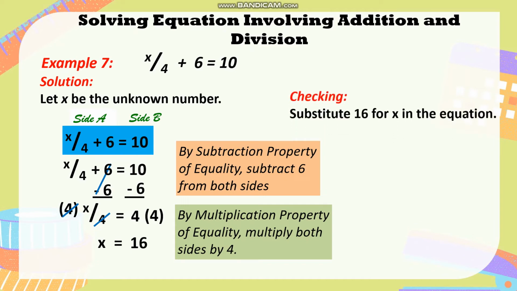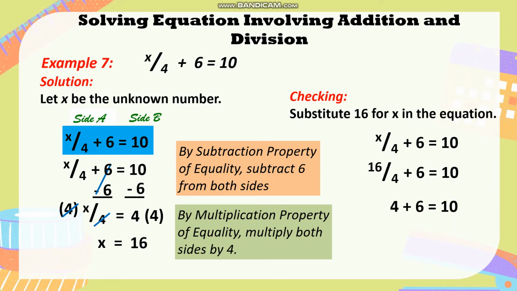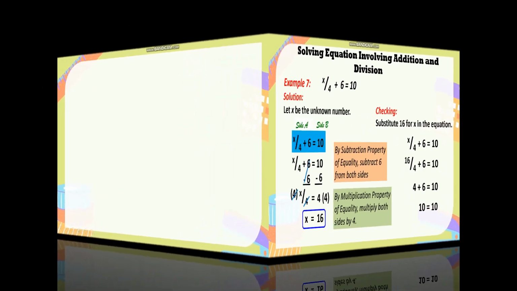Checking. Substitute 16 for x in the equation. X divided by 4 plus 6 equals 10. Ito yung ating original equation. Then, palitan ang x ng 16. 16 divided by 4 plus 6 equals 10. So, 4 plus 6 equals 10. 10 is equal to 10. Therefore, the unknown number is 16. X equals 16 is correct.